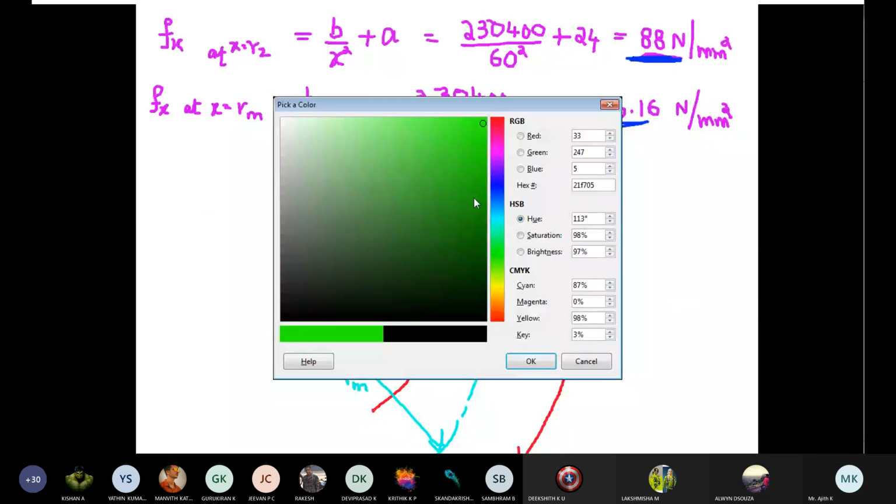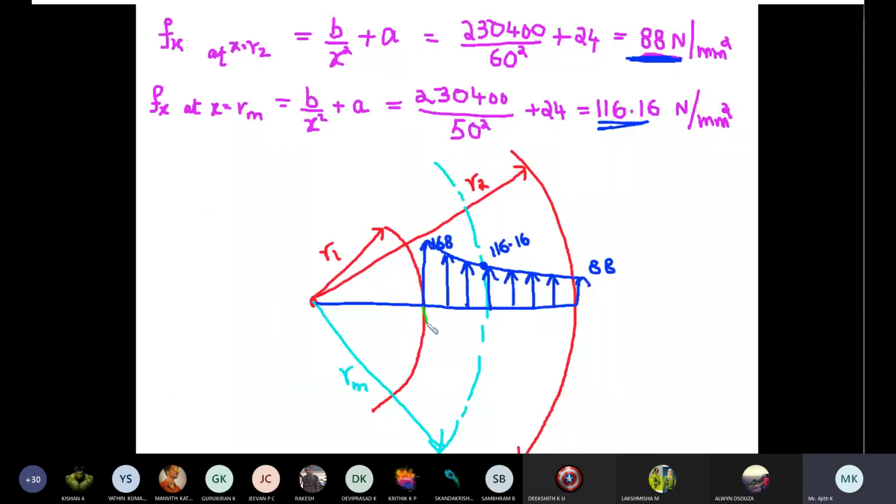So next, we have to plot. Here it is 120. At the outer surface it is 40. And at the middle surface it is 68.16. Connect these 3 points. You'll get a curve. So this completes the plot of the px value, or radial pressure.